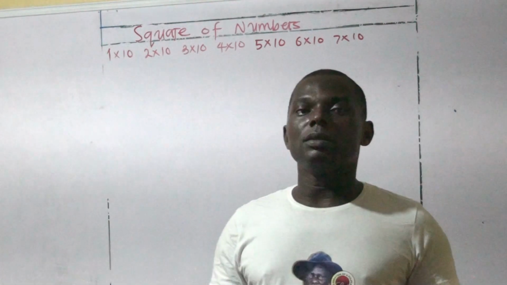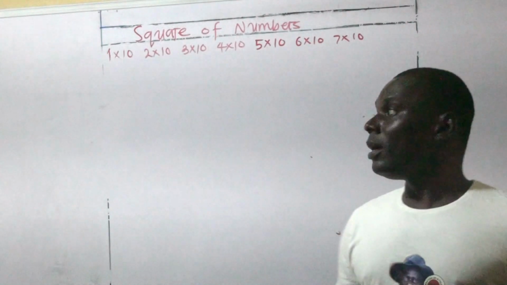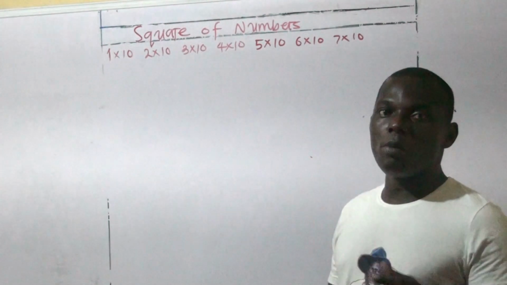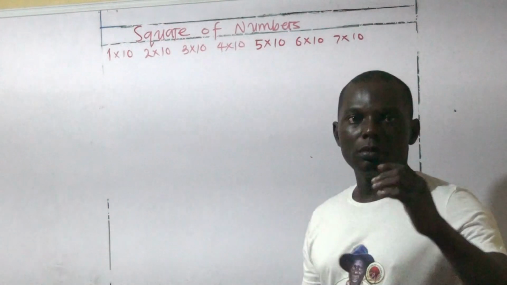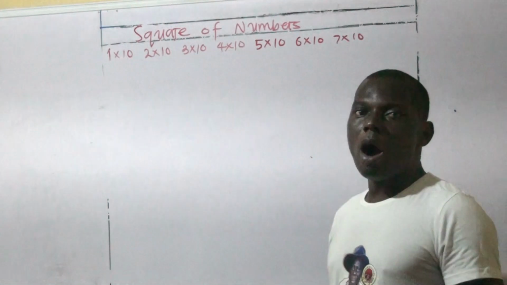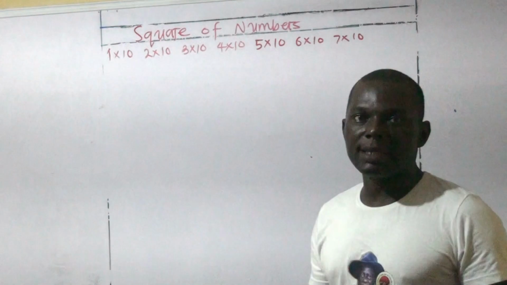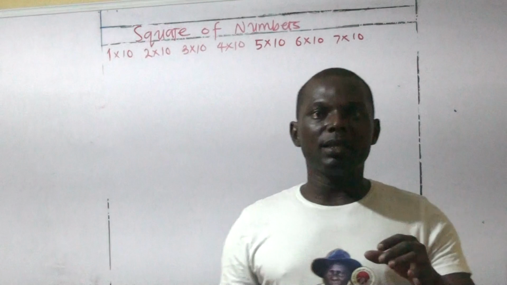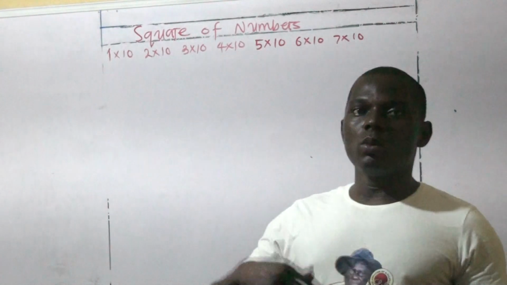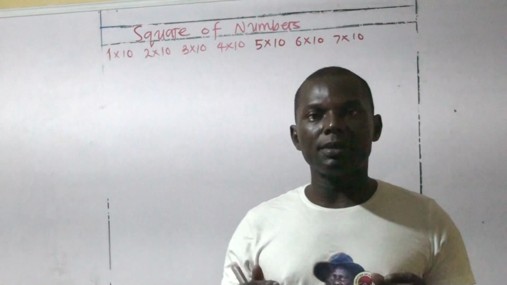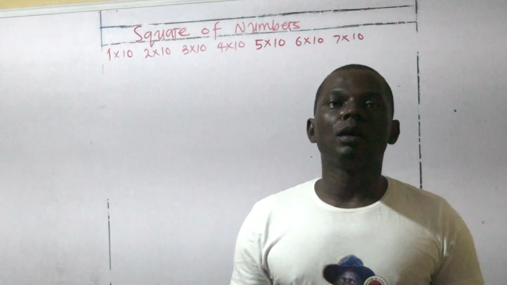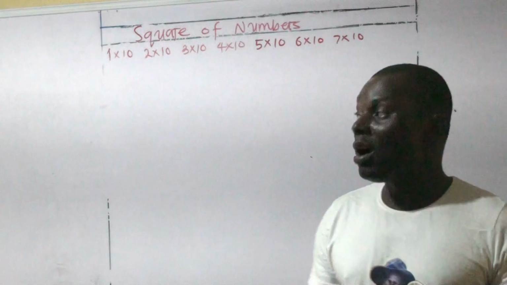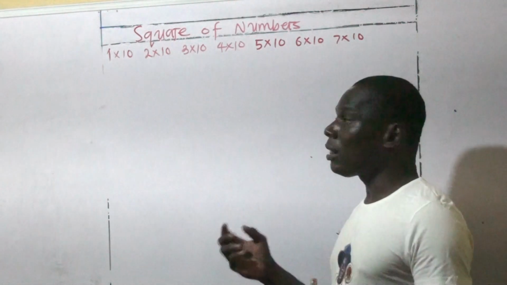Here in this class, we are going to look at a new way of finding a square of a number by using what we term the base method. In this method, we are going to specify some steps that are necessary. Once those steps are followed carefully, we'll be able to arrive at our answer.